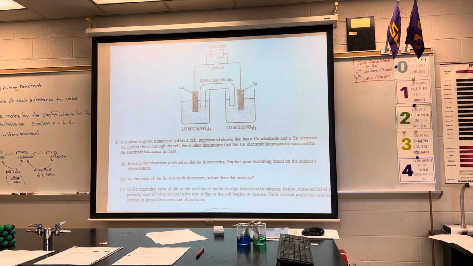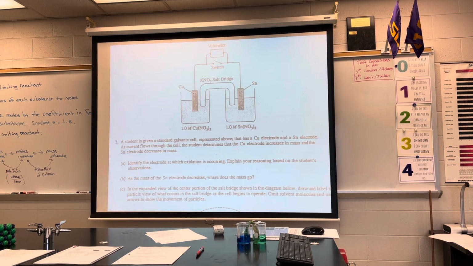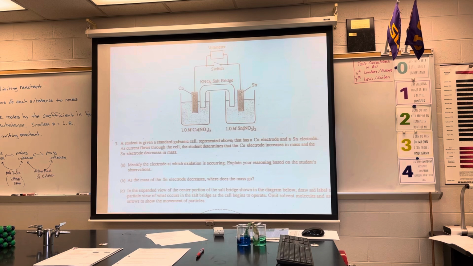But it says a student is given a standard galvanic cell represented above that has a copper electrode and tin electrode. As current flows through the cell, the student determines that the copper electrode increases in mass and the tin electrode decreases in mass. Identify which oxidation is occurring and explain your reasoning based on the student's observations. Take 30 seconds, a minute, and just think about it. The Sn is getting oxidized. Okay, and how do you know that?